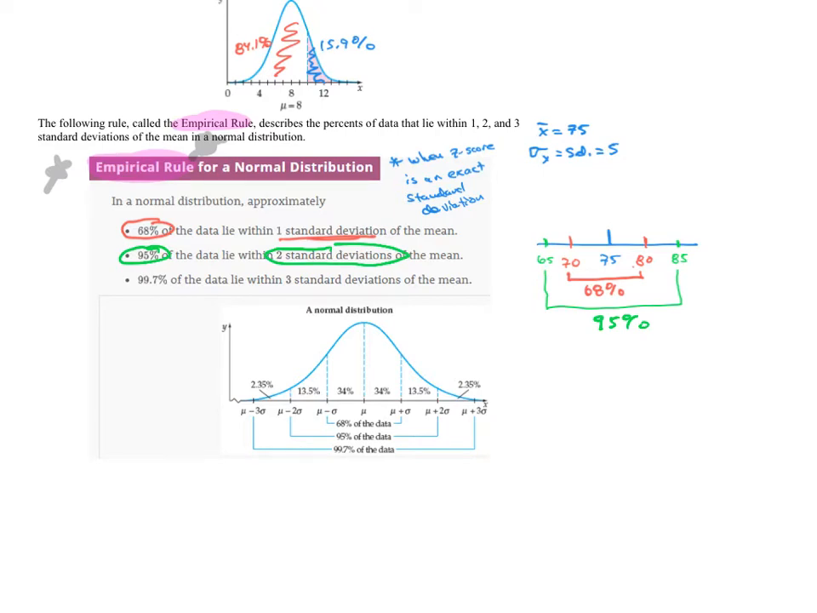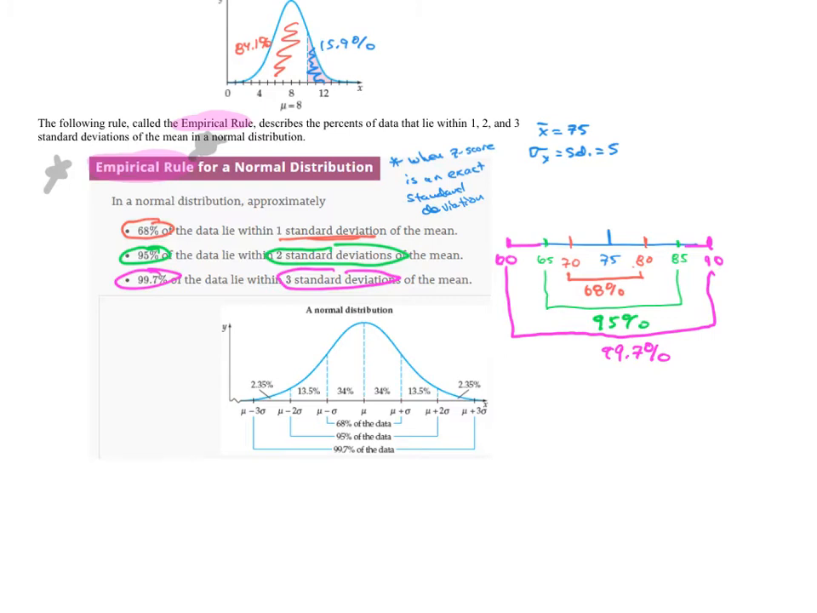And then let's go on even one further. If we add another 5 and subtract another 5, which would be a 90 and a 60. So if I extended my little chart right there, what does the empirical rule say? The empirical rule says that 99.7% of the people scored between a 60 and a 90 on that test, given that the mean was 75, the standard deviation was 5, and it was normally distributed.